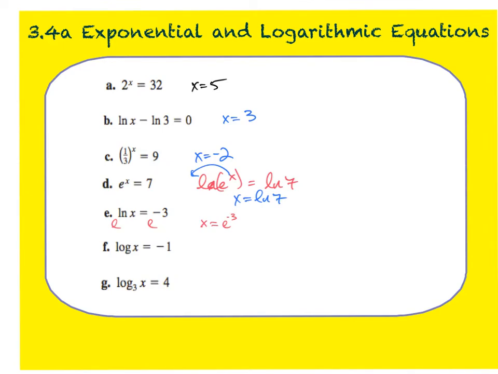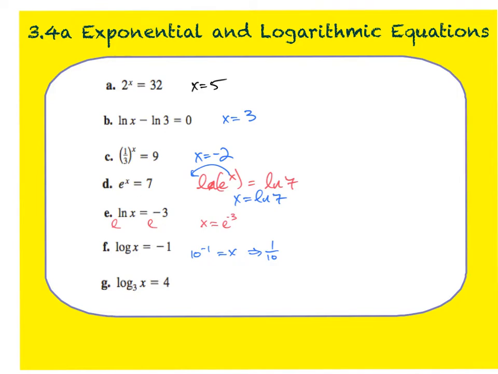All right, this next one, I have log base what? Whoa, I don't have a base. What's my base? 10. Log base 10 of x is equal to negative 1. Now, how do I solve a logarithm in this form? a to the c is equal to b. So my a is 10 to the power of negative 1 is equal to x. Well, what is 10 to the power of negative 1? 1/10.